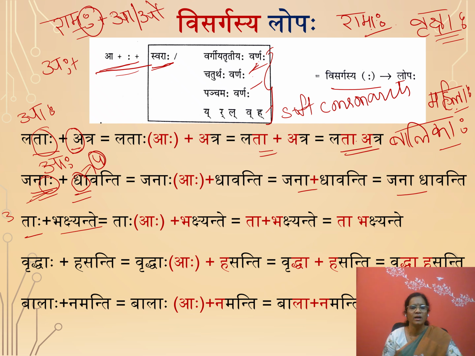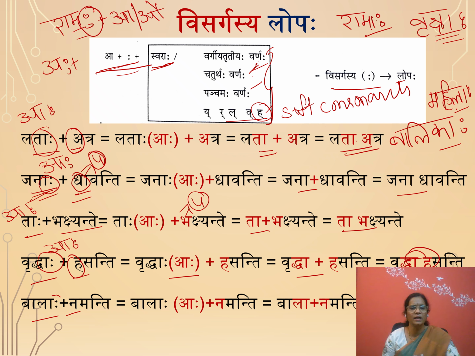Next one, Taha Bhakshyante. Taha ended with Aha. Bhakshyante, this Bha is Pavarga's fourth letter: Pa, Pha, Ba, Bha, right? Then here a soft consonant is there. The first word ended with Aha. Then we have to drop the Visarga: Ta Bhakshyante. Clear? Next example, Vriddhaha Hasanti. Vriddhaha ended with Aha. Hasanti. Here, Ya Ra La Va Ha, in the soft consonants Ha also is there. So we have to drop the Visarga. Vriddha Hasanti.